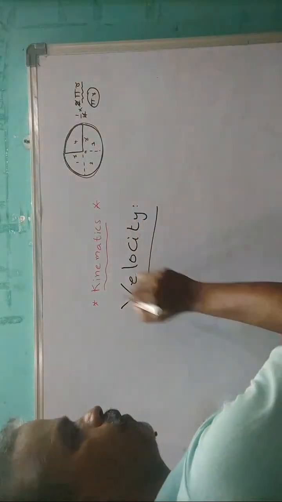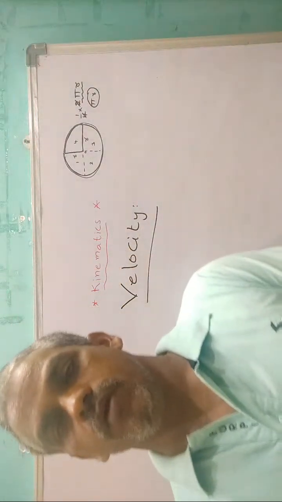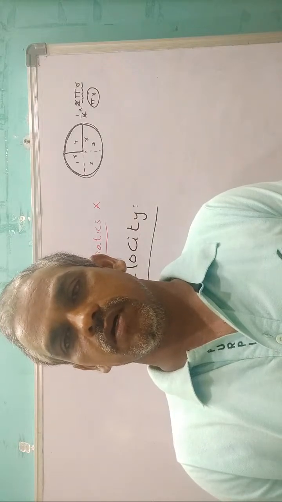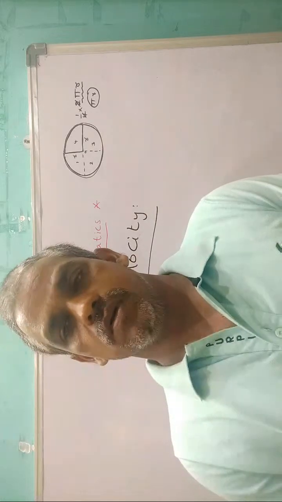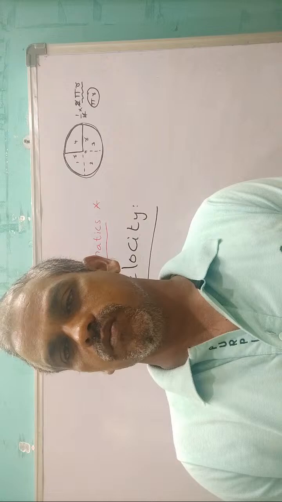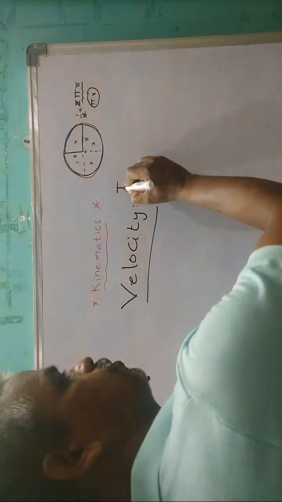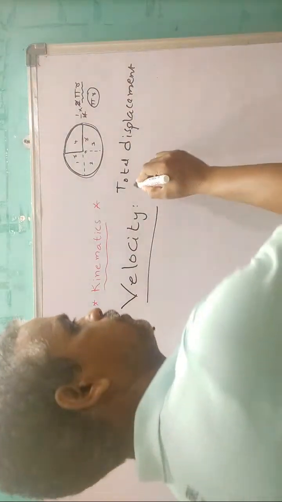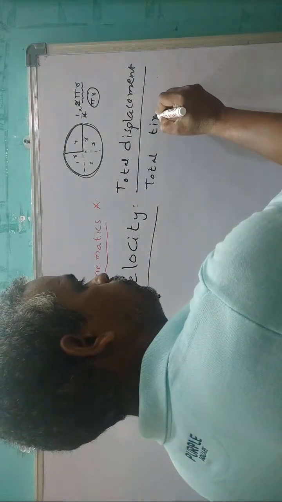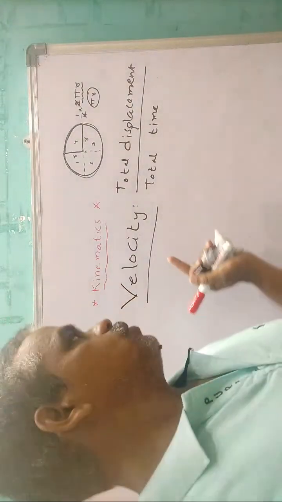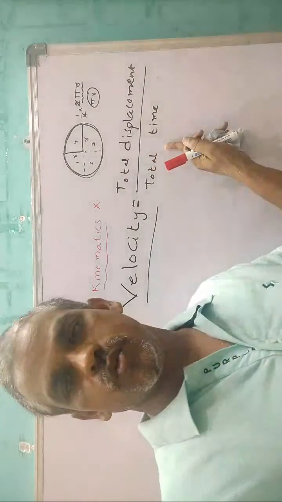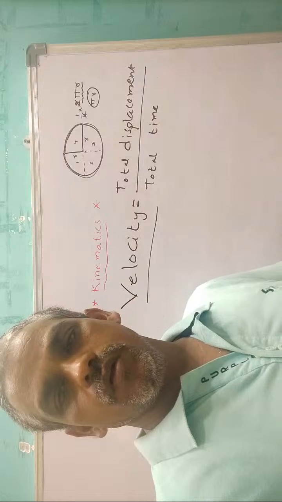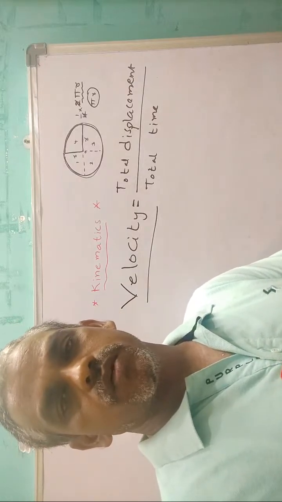Velocity. What is velocity? Velocity is the displacement covered in 1 second. Displacement covered in 1 second is equal to velocity. Velocity is nothing but total displacement by total time. Just copy the formula: velocity is equal to total displacement by total time.